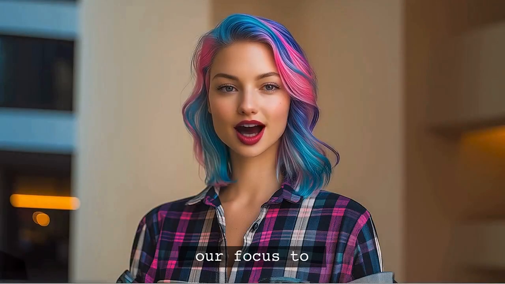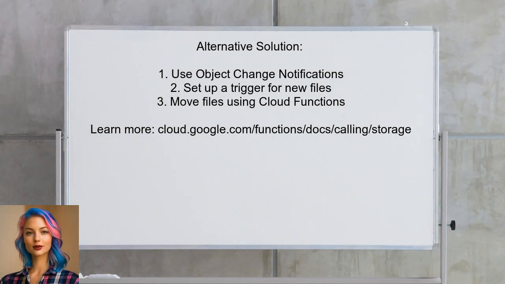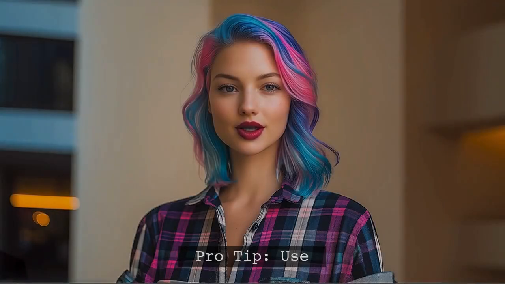Now, let's shift our focus to a different response. One alternative solution is to use TextIO to write directly to your desired GCS bucket. You can specify the exact path where you want the file to go. Another option is to set up object change notifications with cloud functions. This allows you to trigger a function when a file is added to a bucket, which can then move the file to another bucket. Here's that great tip I promised.